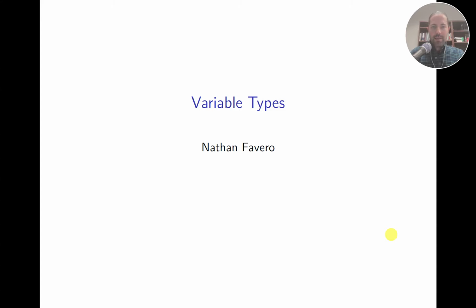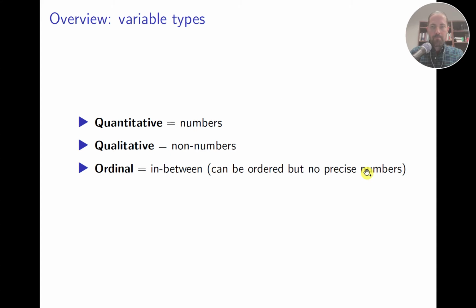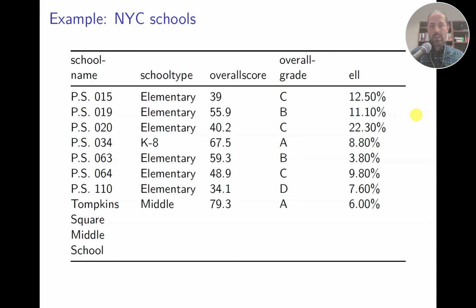Let's talk about the types of variables that we encounter. So, to be very simplistic, there are three types of variables. We can think about quantitative variables, which are measured as numbers, qualitative variables, which are non-numbers, and ordinal variables, which are this weird in-between category where we can place things in order, but we don't have necessarily precise numbers that we can attach to them. This is going to become clearer with an example.